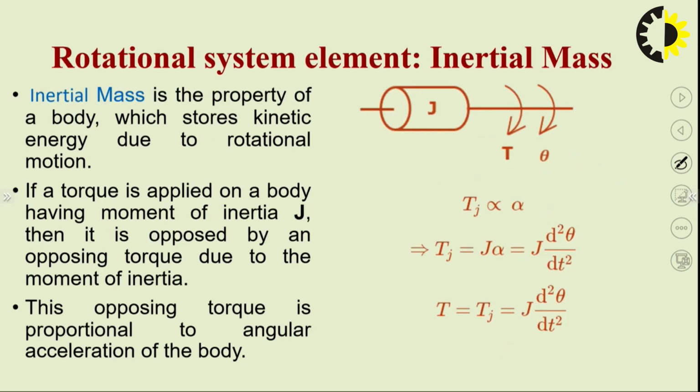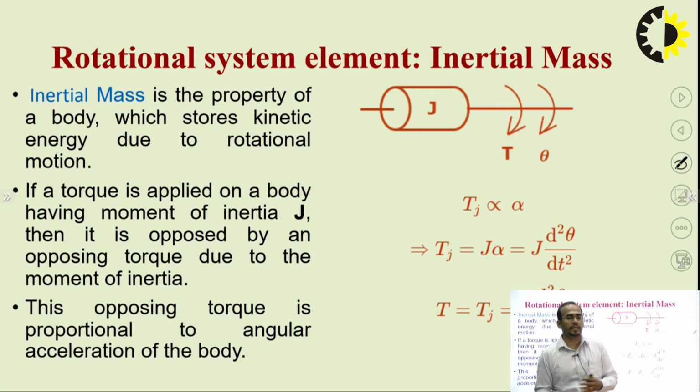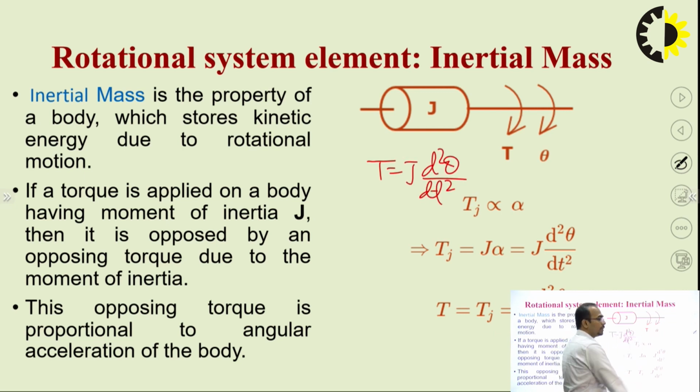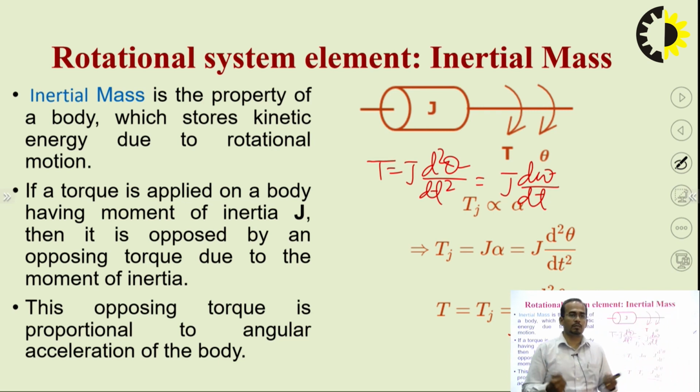Next is inertial mass in case of a rotational system. You have already studied the mechanical system, so I am not going deep into it. I am discussing only the equations for force and torque. You know that the torque is nothing but inertia J into d square theta by dt square. This is nothing but J d omega by dt. So, this is angular displacement, and this is angular velocity. J, if we replace this in a linear translation system, is nothing but mass.